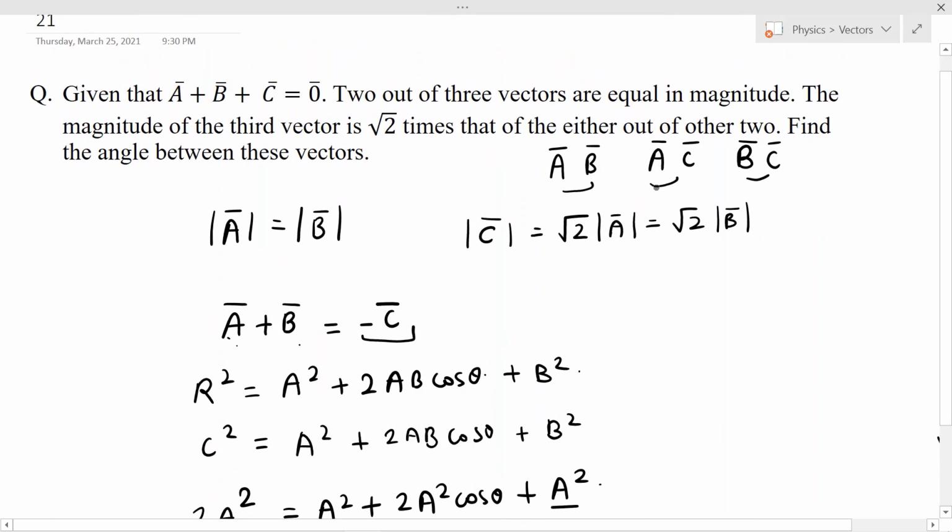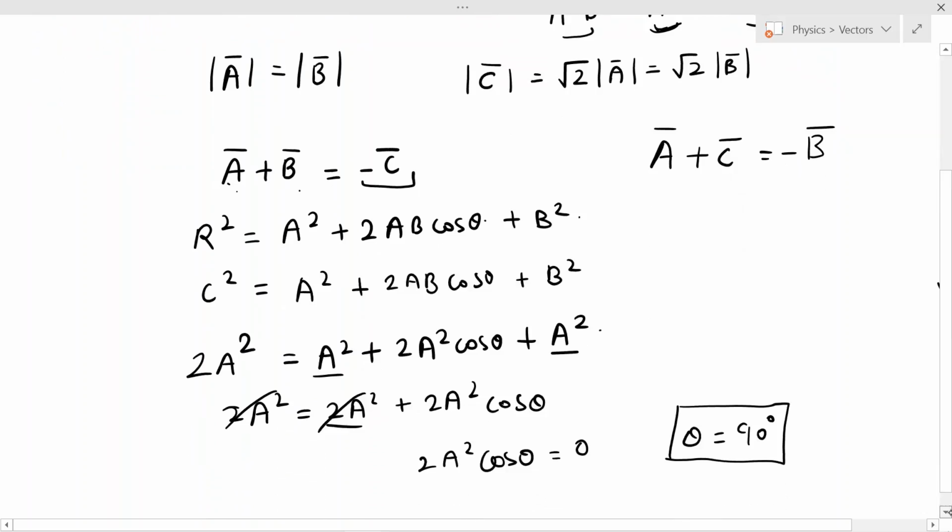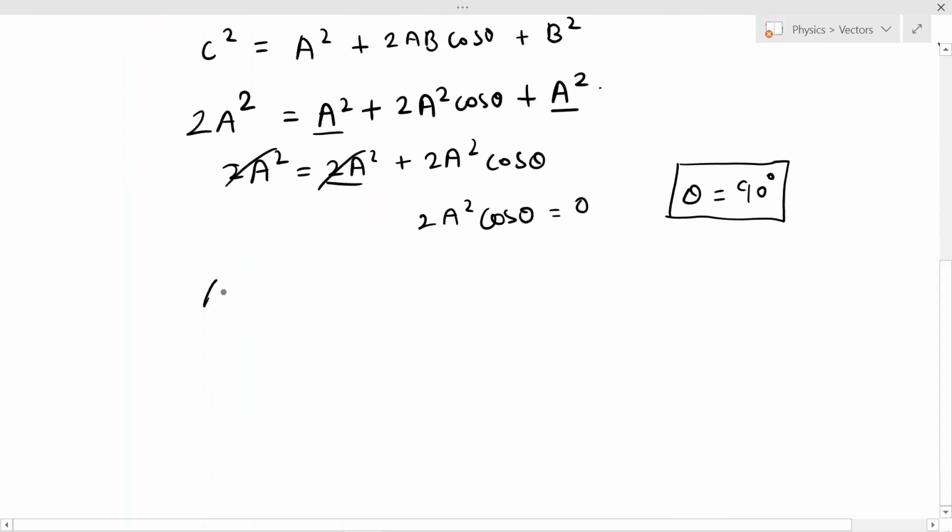Let's find the angle between a bar and c bar. Again we will follow the same procedure. For finding the angle between a bar and b bar, I wrote a bar plus b bar equals minus c bar. Now similarly, for finding the angle between the vectors a bar and c bar, I will write a bar plus c bar is equal to minus b bar. Now again apply the parallelogram law of vector addition.